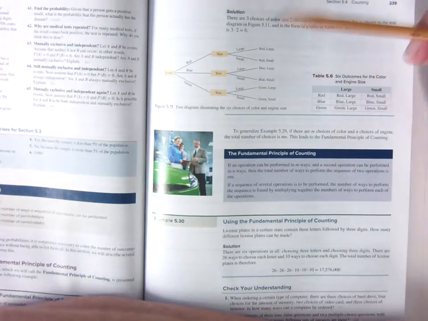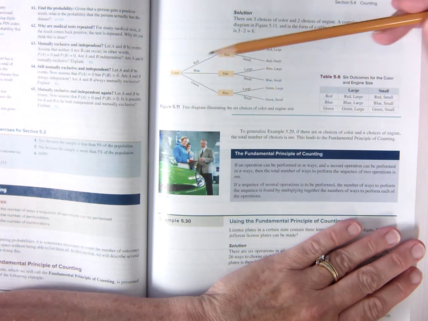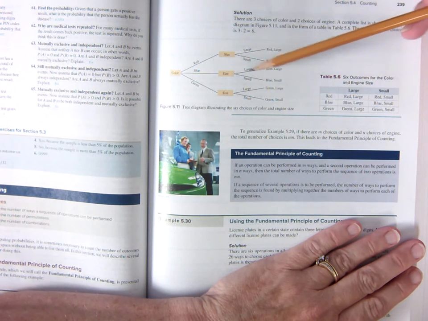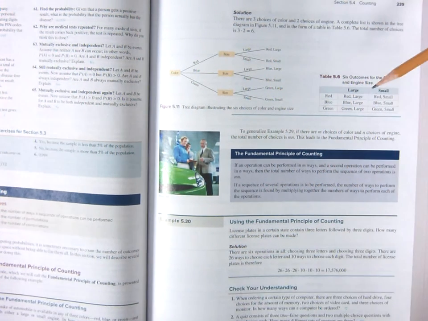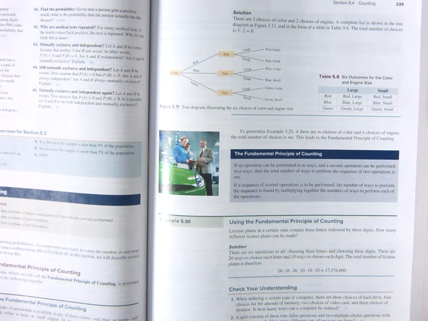Well, here we have three choices of the color of the car and then two choices of the engines. So I could get a red car in large or a red car in small engine. Blue car in large, blue car in small, green car in large, green car in small. So if you take a look at this, you see you've got 1, 2, 3, 4, 5, 6 options. Another way of figuring that out is just multiplying the number of options. So if you have 3 choices of color of car and 2 choices of engine, 3 times 2 is 6.